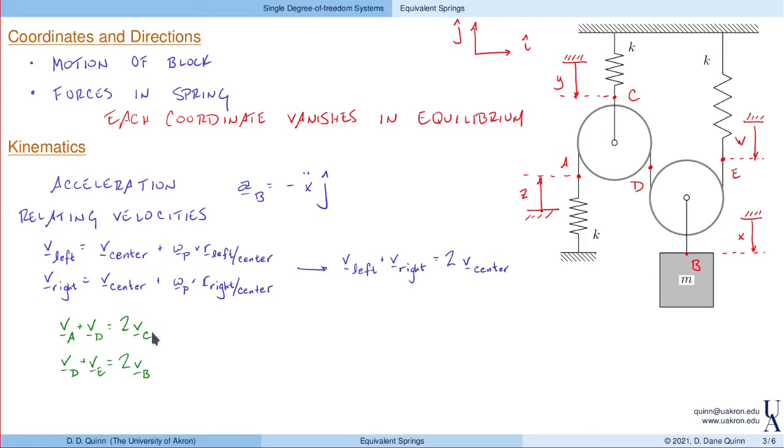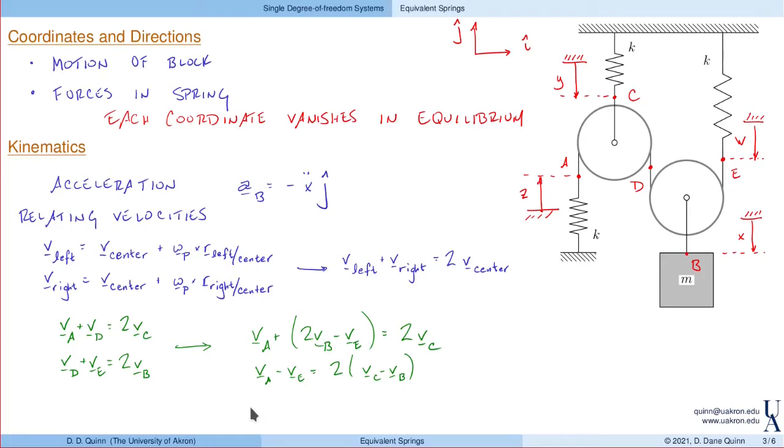Well, every single one of these, with the exception of VD, I have a coordinate for. So let's eliminate this quantity. Well, that means that the velocity of A plus 2 times VB minus VE equals 2 times the velocity of C, or the velocity of A minus the velocity of E is equal to twice the velocity of C minus the velocity of B. Now we can go and use the coordinates that we have.